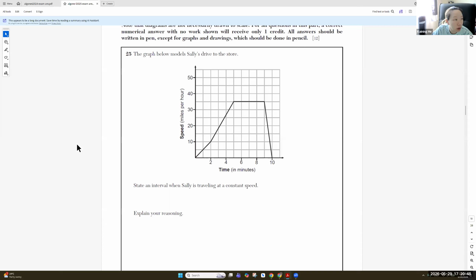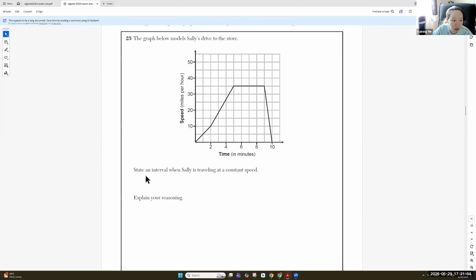All right, let's start from the one from January 2025. This is a continuation of last week's material, and we're going to start from question number 25. The graph below shows Sally's drive to the store. State the interval when Sally is traveling at a constant speed. So in here, the keyword is constant.